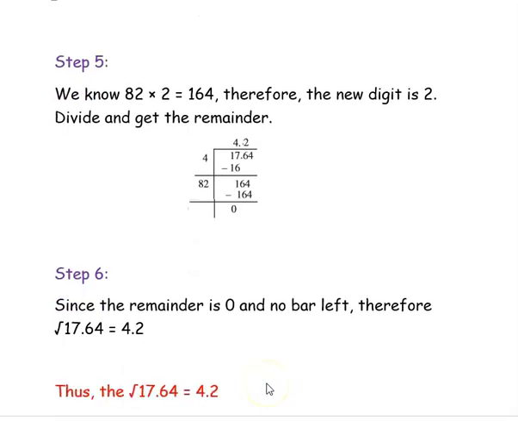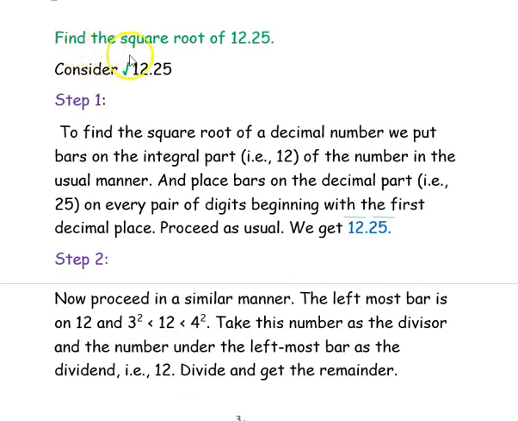Okay, so in the next step, since the remainder is 0 and there is no bar left, therefore we can say that the square root of 17.64 is 4.2. The next question is find the square root of 12.25. So the given number is 12.25.